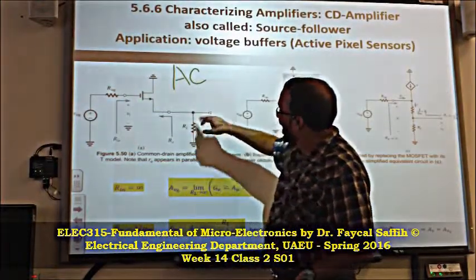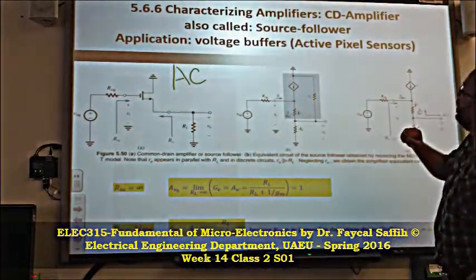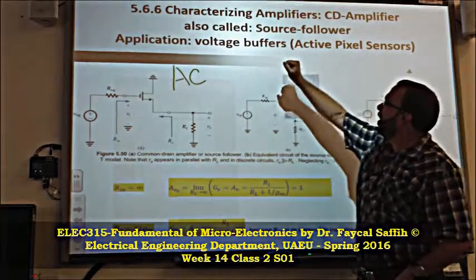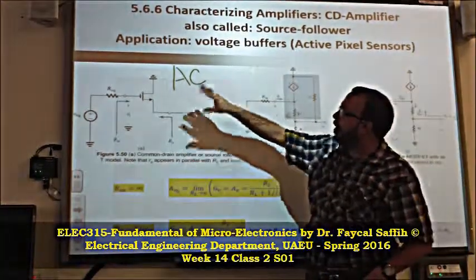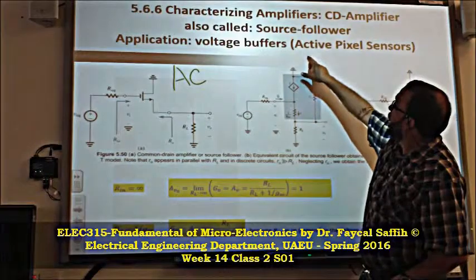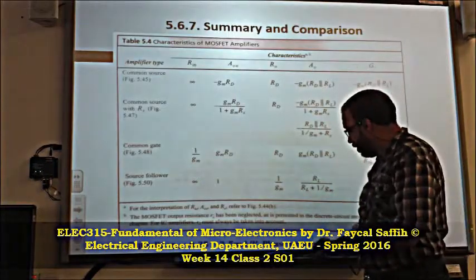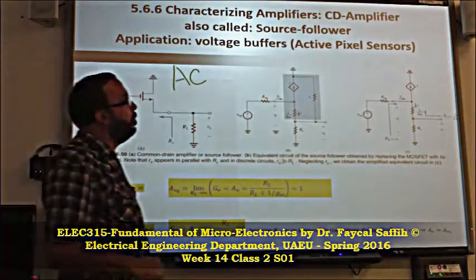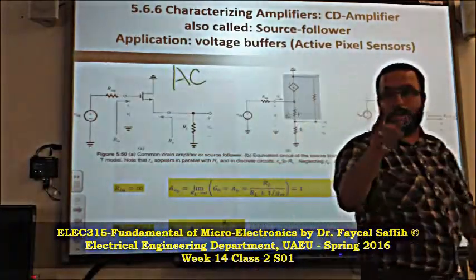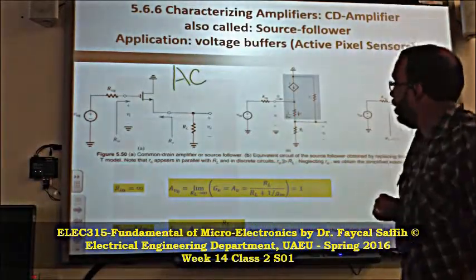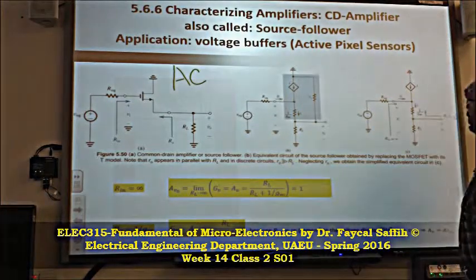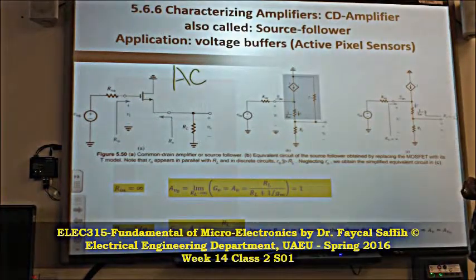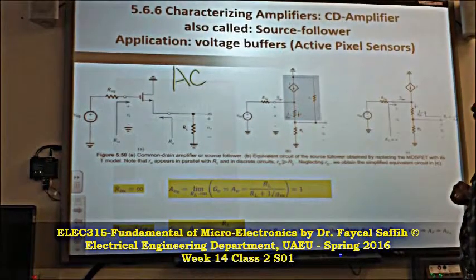And the output is at the source, and that's why we call it also the source follower. And this kind of circuit, they are called source follower. They are used mainly in the active pixel sensors, okay? Where the active pixel sensors, you find them in the image sensors or the cameras, okay? All right, so now in this case, what do we have? So basically, we can have the equivalent circuit first.